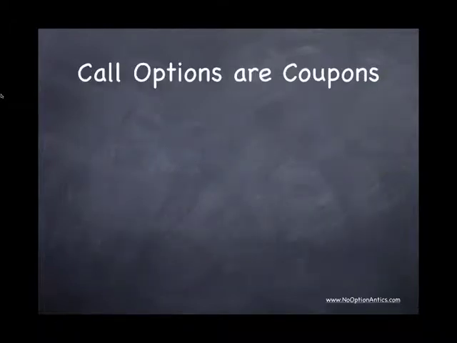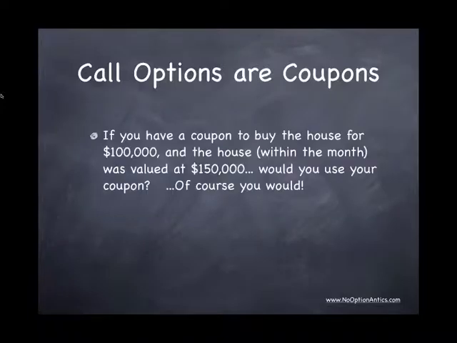But consider calls like coupons. All right? If you have a coupon or an option to buy that house for $100,000, and sometime within the month the house went up in value to $150,000, would you be willing to use that coupon? Well, of course you would, because if you could buy the house for $100,000 and it's worth $150,000, well, you're making out on the deal.